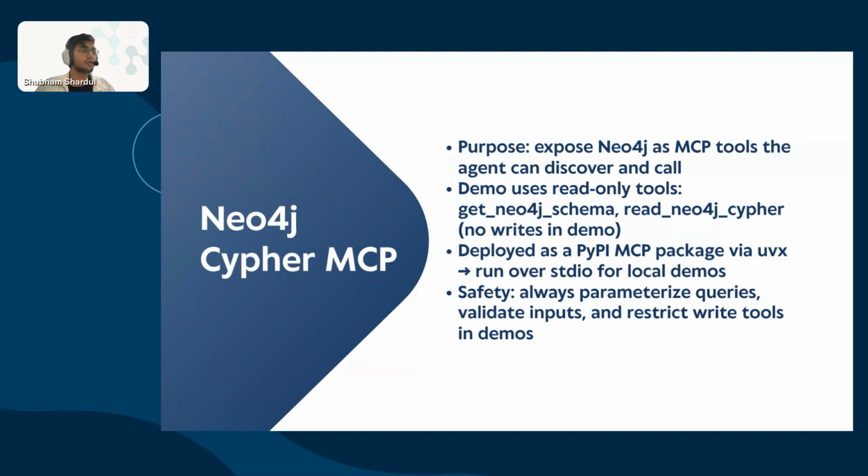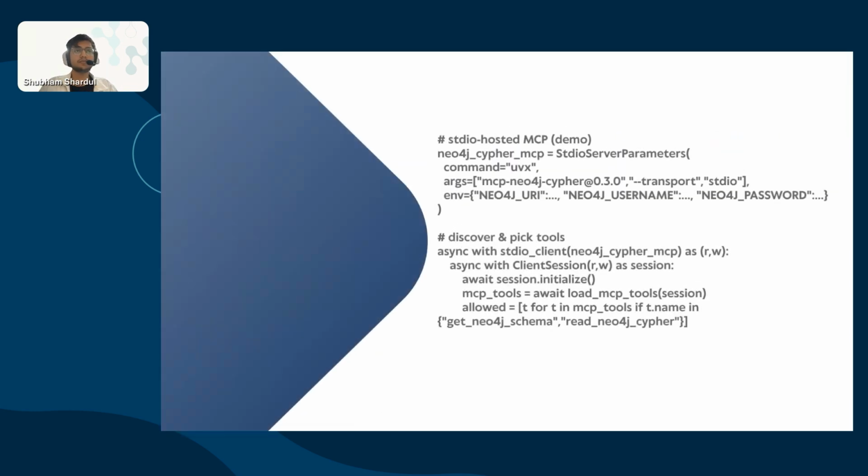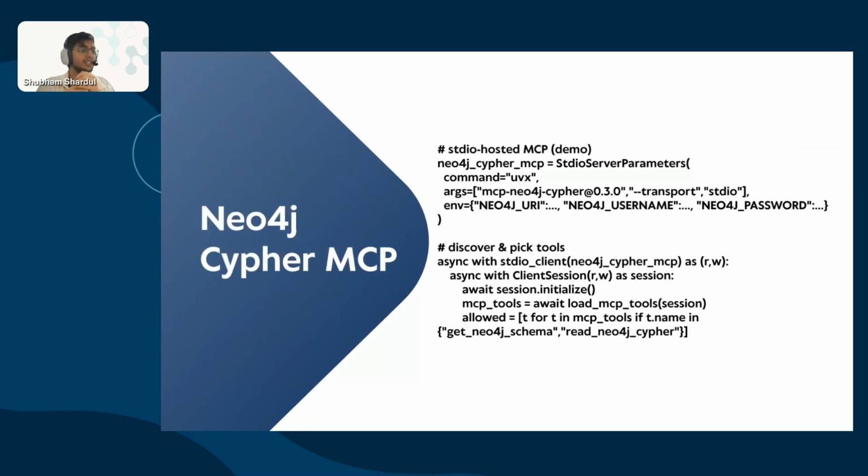Okay, so what this MCP package does is it wraps the Neo4j Cypher into discoverable, schema-driven tools. For safety, the demo that I'll show will only use get Neo4j schema and read Neo4j Cypher. We will avoid writing any changes, and we bootstrap the MCP server with uvx so that we don't need to clone the server code. And once the stdio client connects, we call the load MCP tools function and filter to the tools that we want.